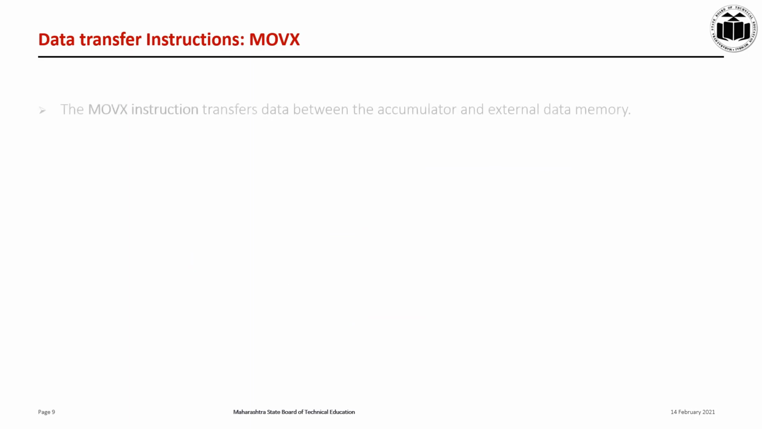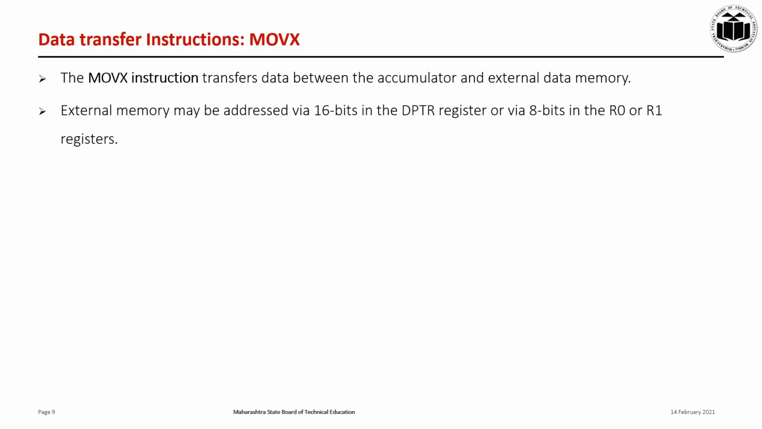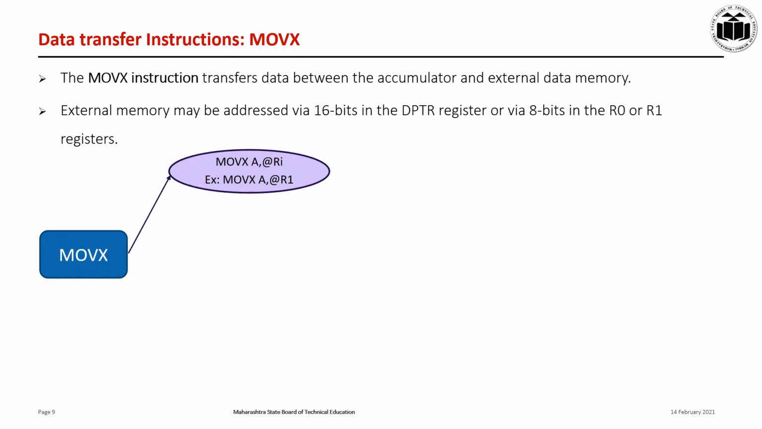MOVX instruction. MOVX instruction transfers data between the accumulator and external data memory. The external data memory may be addressed via 16 bits in DPTR register or via 8 bits in the R0 or R1 register. MOVX A, @Ri. This instruction will move the content of external data memory location pointed by Ri to accumulator.